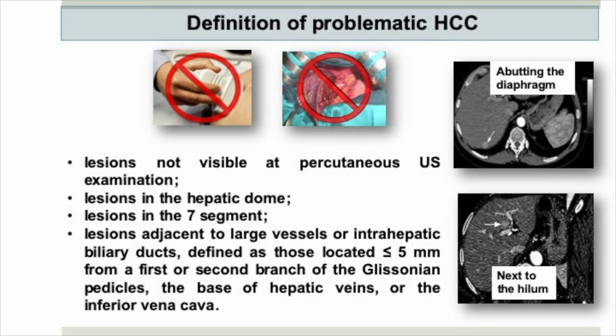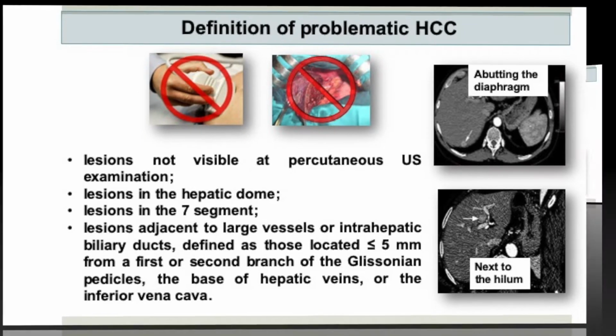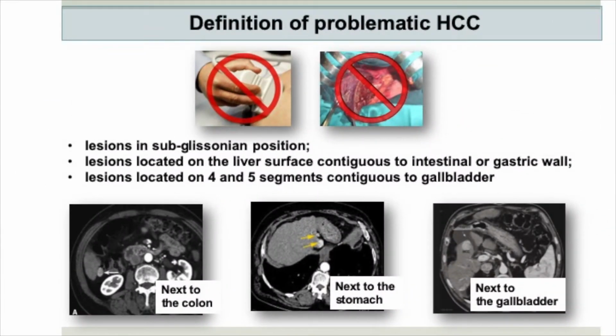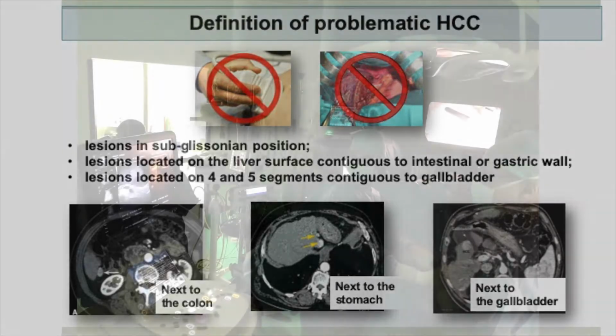Lesions not visible at percutaneous US examination, lesions in the hepatic dome, lesions in the 7 segment, lesions adjacent to large vessels or intrahepatic biliary ducts, lesions in subglissonian position, lesions located on the liver surface contiguous to the intestinal or gastric wall, and lesions located around the 4 and 5 segments contiguous to the gallbladder.